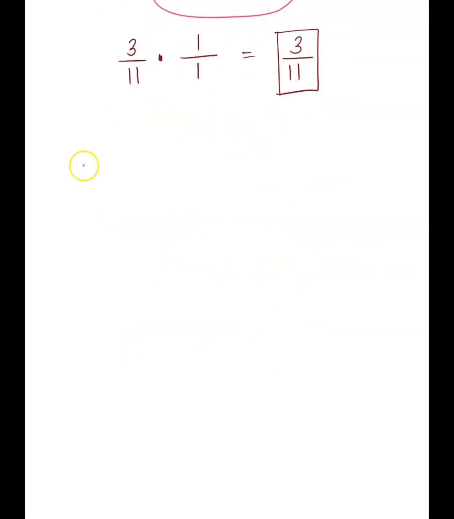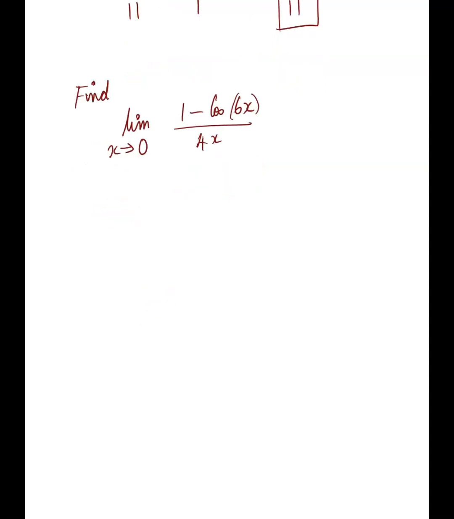Okay, let's go for the next one. Find limit of 1 minus cosine 6x over 4x as x approaches 0. Again, this setup we've seen before. It's a question of recalling. And so what we saw was limit h approaches 0, 1 minus cosine h over h is equal to 0. Okay.